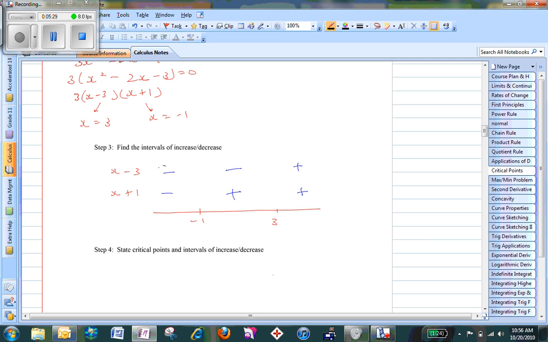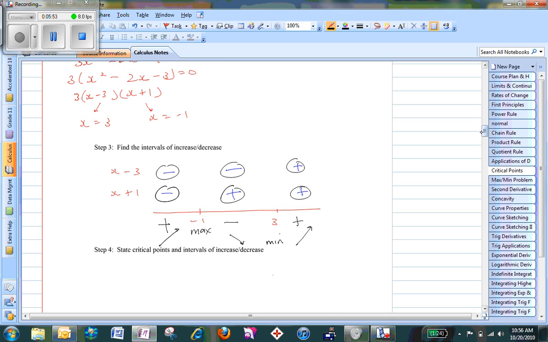Taking my table, negative times a negative gives me a positive. Negative times a positive gives me a negative. Positive times a positive gives me a positive. This goes up, then down, then up again. That's what's happening with this curve. Therefore, if it goes up and then down, there's a maximum here at negative 1. If it goes down and then up, there's a minimum here at 3.